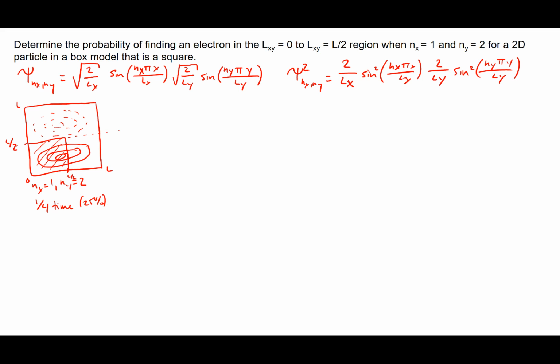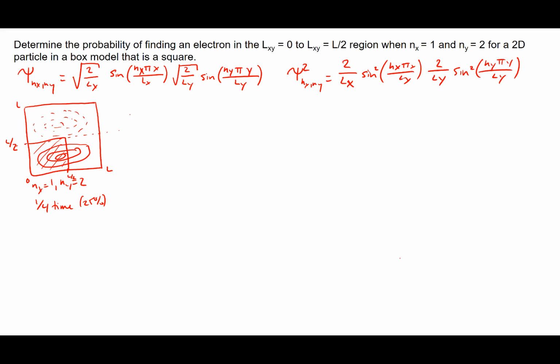So if we integrate it, what we get is 2 over L times L over 2 minus L times the sine. Actually, for clarity's sake, I'm just going to leave the x's in there. So we have Lx, L sine times 2 pi times... let me just take a moment. I know I'm messing this up, but whatever.